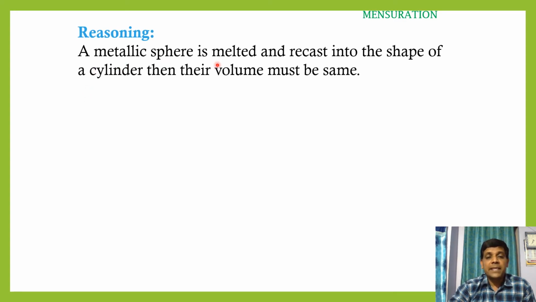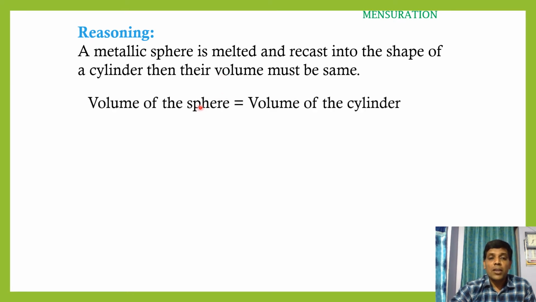A metallic sphere is melted and recast into the shape of a cylinder, then their volumes must be the same. So the sphere is converted into a cylinder. Volume of sphere equals volume of cylinder. Do you know the formula for volume of sphere and volume of cylinder? Volume of sphere equals 4 by 3 pi r cube. Volume of the cylinder equals pi r square h.